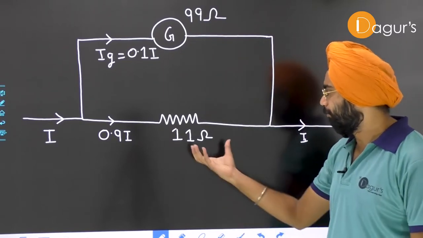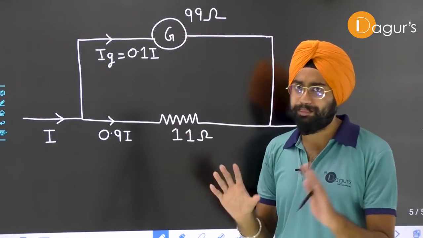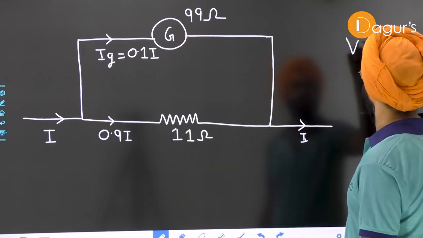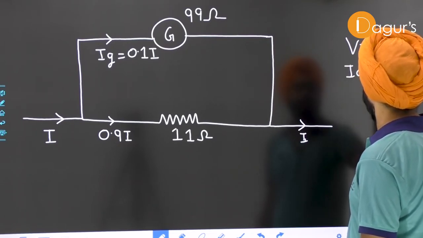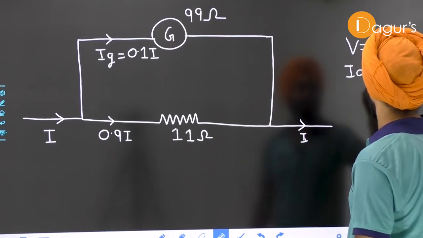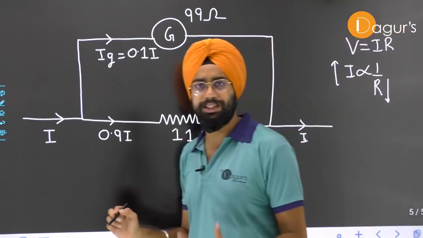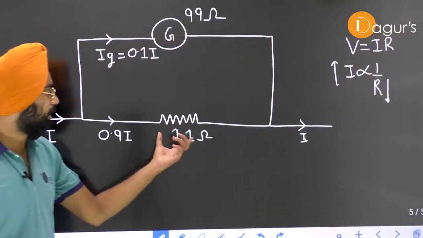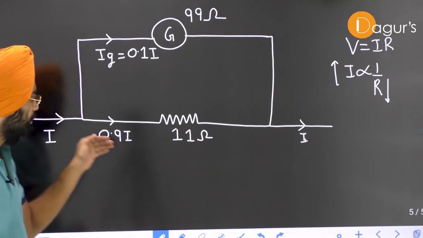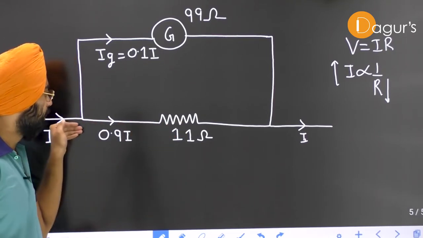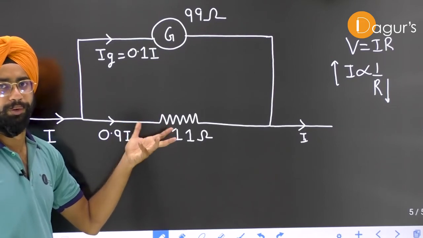See what will happen if you decrease the shunt resistance. If you decrease the shunt resistance, the potential remains the same. So V is equal to IR, so I is inversely proportional to R. Now, if you decrease the resistance, the current increases. So, if I decrease this resistor further, the amount of current entering into this 11 ohm resistor, or this shunt resistor, will be more.